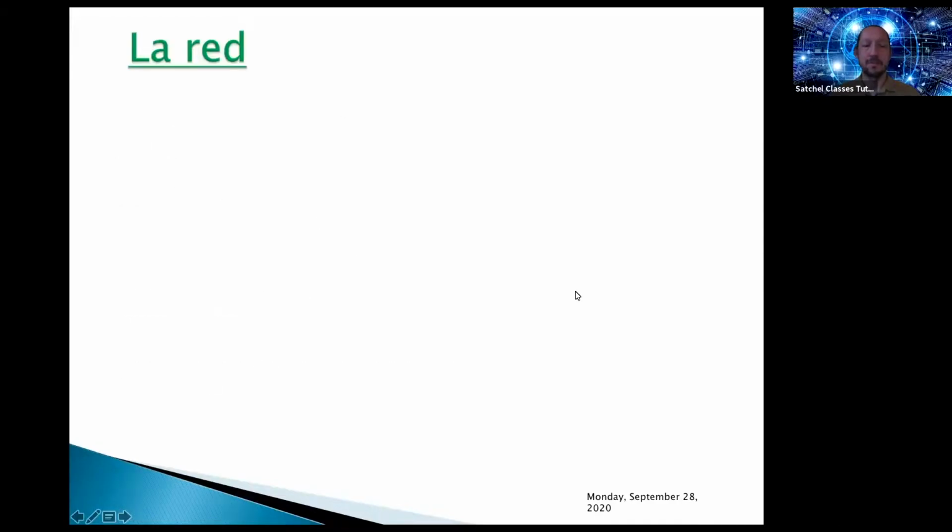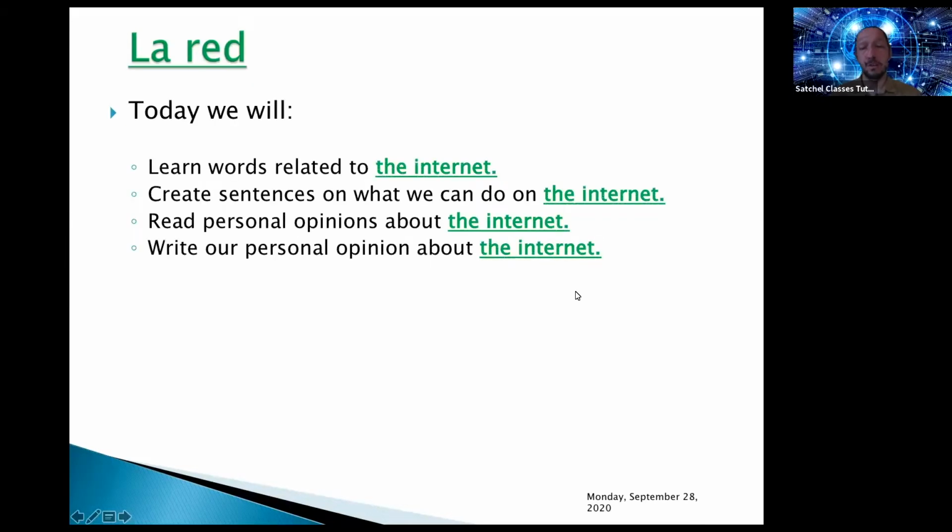So the topic is La Red. And what we are going to learn today is words related to the internet. We are going to create sentences on what we can do on the internet. We are going to be able to read personal opinions about the internet and answer some questions about them. And finally, we are going to be able to write our own personal opinion about the internet.